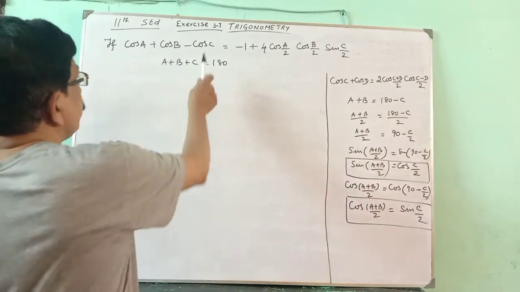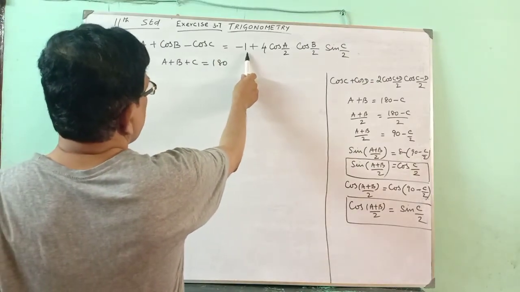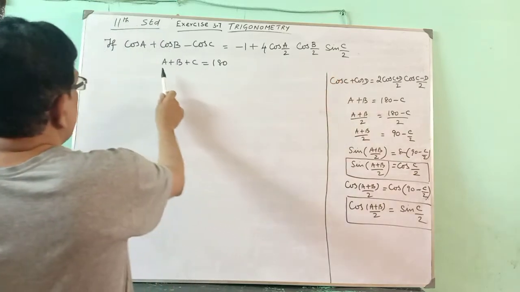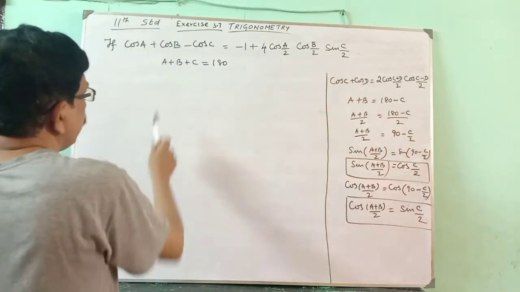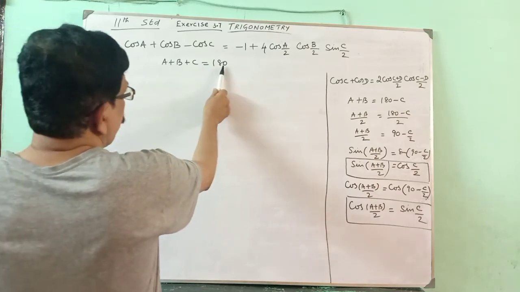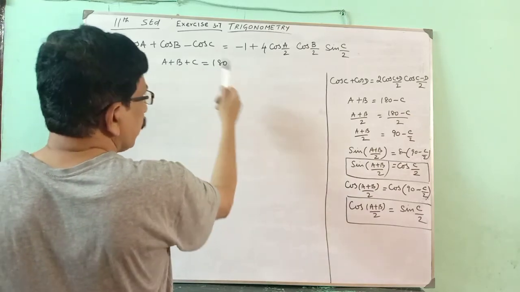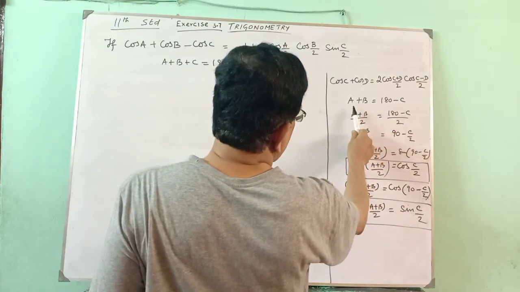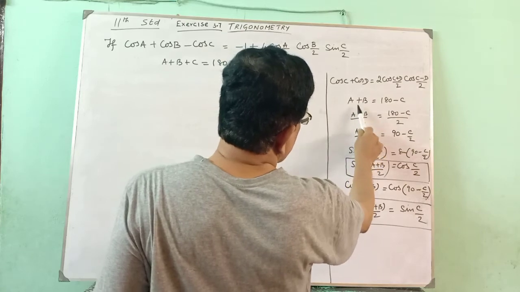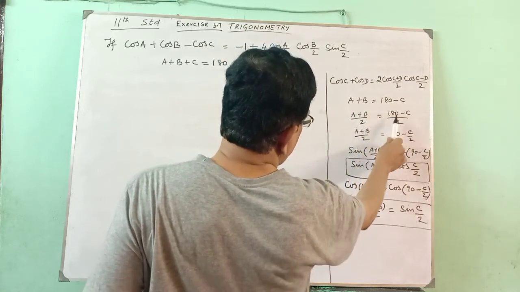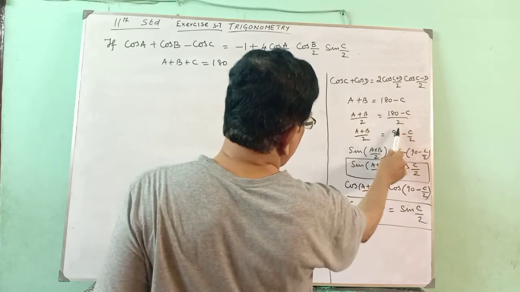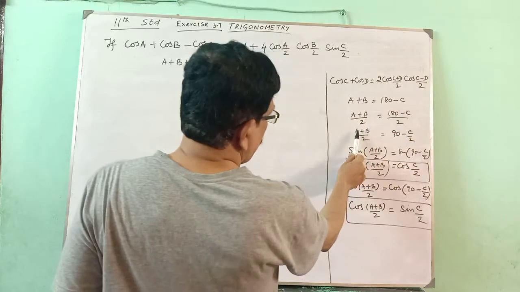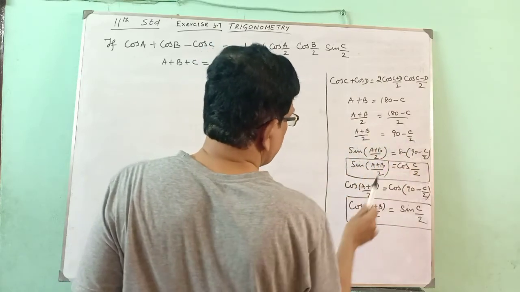If A plus B plus C is equal to 180 degrees, prove that cos A plus cos B minus cos C is equal to minus 1 plus 4 cos A by 2 cos B by 2 sin C by 2. A plus B is equal to 180 minus C. Divide by 2 on both sides: A plus B by 2 is equal to 90 minus C by 2.